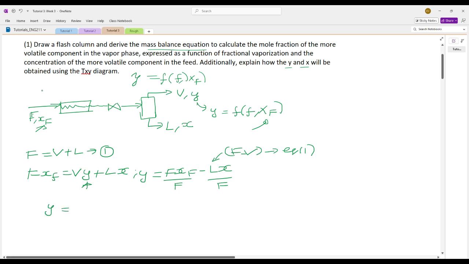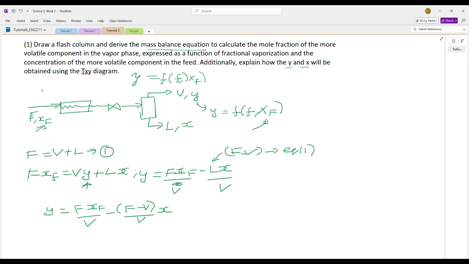So this equation becomes y is equal to... no, this is not correct. This should be divided by V, and this should be divided by V. Let's rewrite it, sorry. Because we have Vy, y should go to the denominator. So y is equal to F xF divided by V, minus L, which we can replace with minus (F minus V) by V into x. So we already have a function where y is a function of F, V, xF and x.